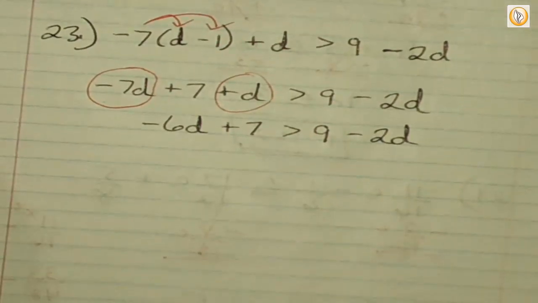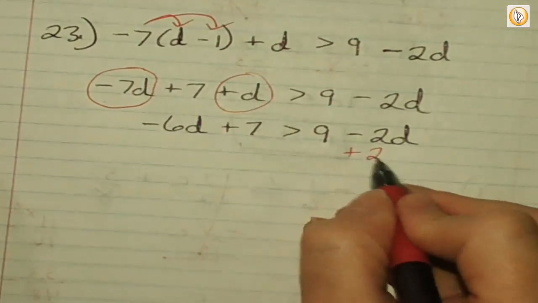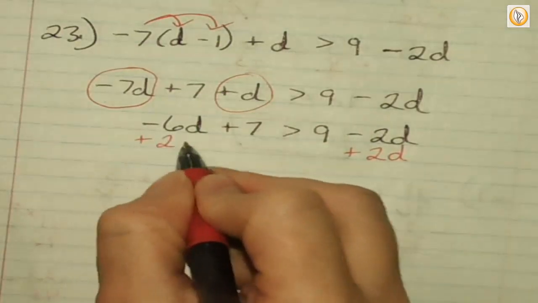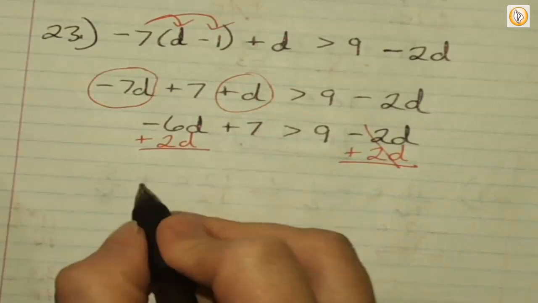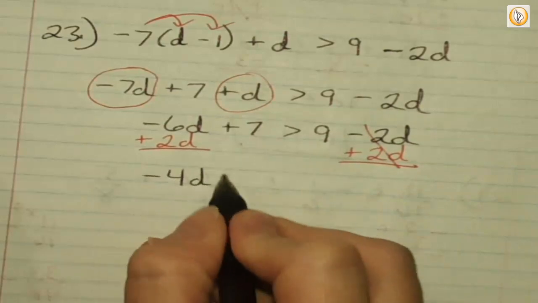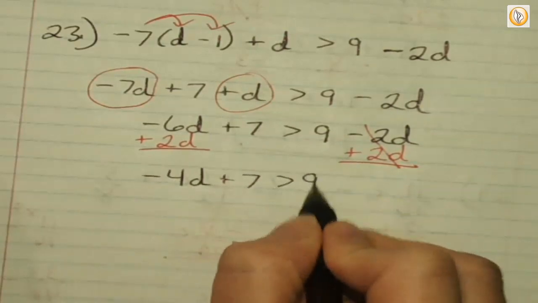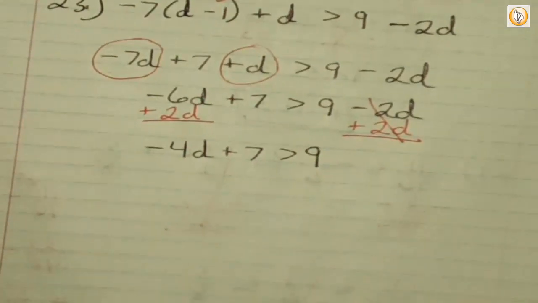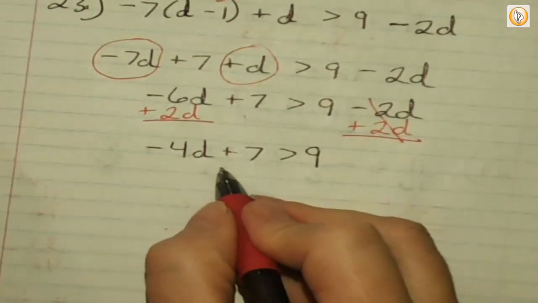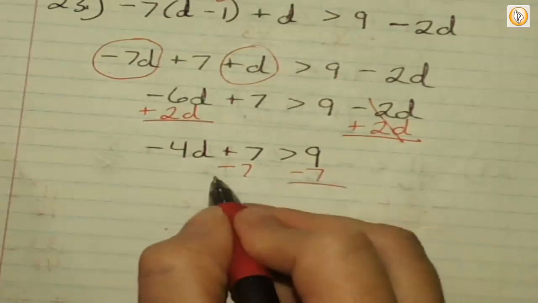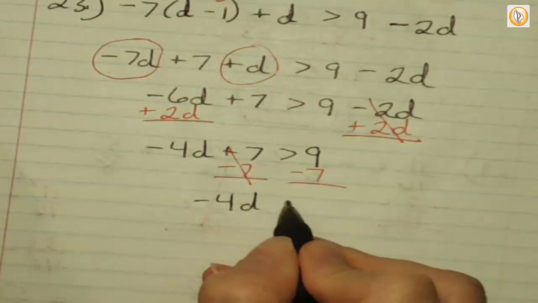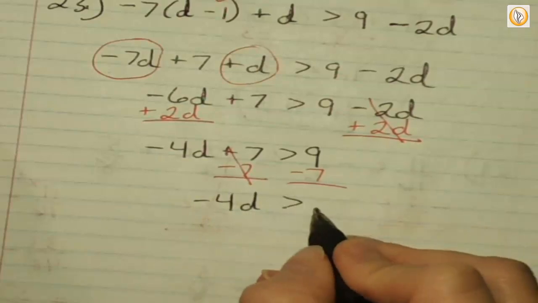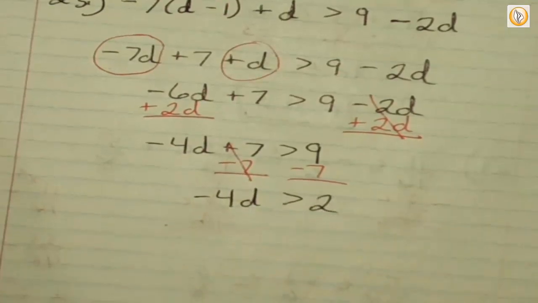Now what do I do? Add 2D on both sides. Perfect. And what do you get? -4D plus 7 is greater than 9. All right, now what do I do? Subtract 7 on both sides. And you get -4D is greater than what? 2. And now what do I do?